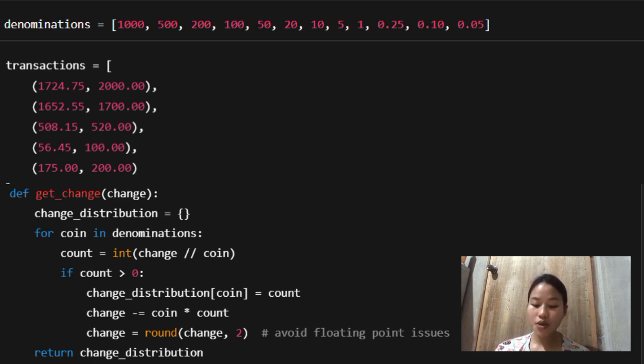Process: go through each denomination, biggest first. Check how many times that denomination fits into the remaining change using floor division. If it fits at least once, store how many bills or coins are used, subtract the value from the change, and round the remaining change to two decimal places. This fixes floating point math errors common when dealing with money in computers. Output: a dictionary showing what denominations and how many were used.